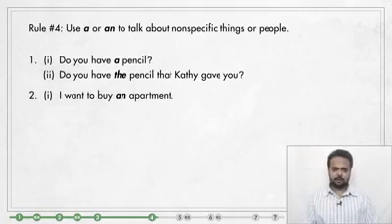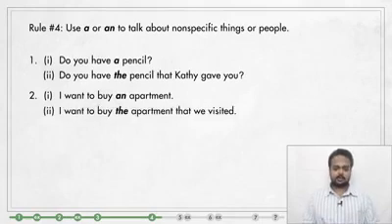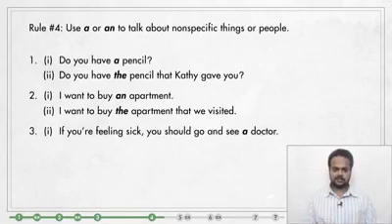Here's another example. I want to buy an apartment. An apartment means I haven't decided which apartment. Maybe I haven't even started looking for one. But I just know that I want to buy some apartment. But look at this next sentence. I want to buy the apartment that we visited. So you know which apartment I'm talking about. And here's one last example.